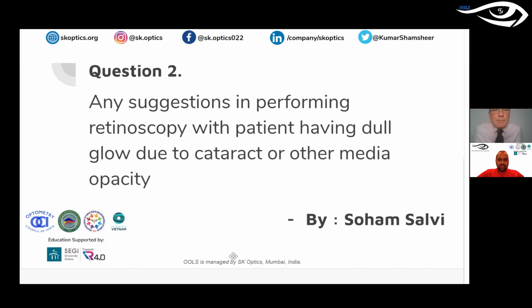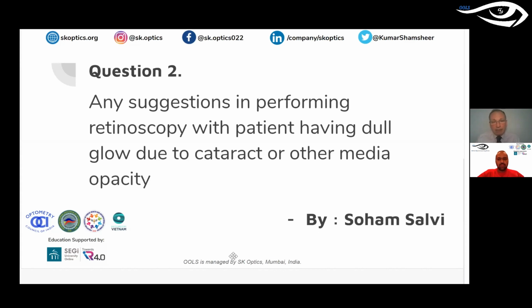Excellent question. Yeah. And in my travels, I've come across a lot of cases like this. So I would say, firstly, if you're using a battery-powered retinoscope, if it's rechargeable, make sure it's fully charged. If the batteries are a few weeks old, have some fresh batteries ready.